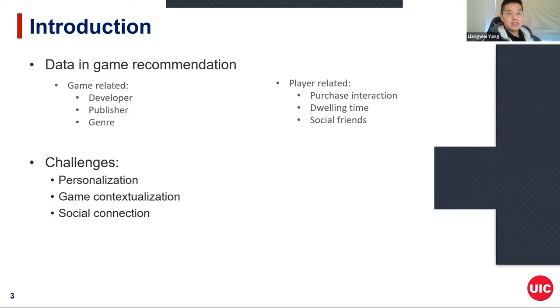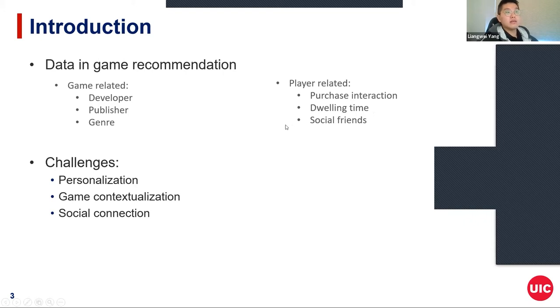Here, let us see what data we can collect in game recommendation. It can be separated into two parts. The first part is game-related data. It includes the game's developer, the game's publisher, and the game's genre. The second part is player-related, such as the player's purchase interaction and the player's dwelling time in each game, as well as the player's social friends on the game platform.